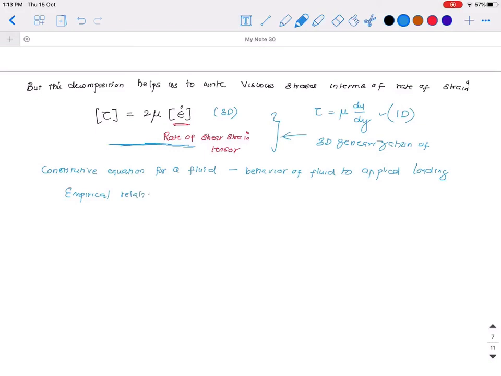Okay, by empirical relation I mean this cannot be derived from first principles. By first principles we mean conservation of mass, momentum, or energy. You cannot derive this one from first principles. So this is an experimentally observed phenomenon expressed in this form. Okay, you take fluid, you conduct a lot of experiments, you see that stress will be proportional to rate of strain. And this constitutive equation is valid for Newtonian incompressible fluids.